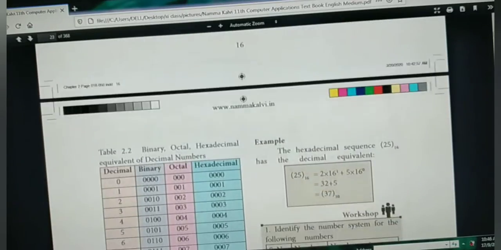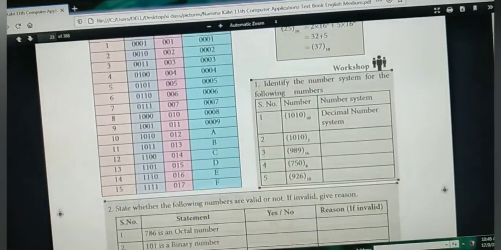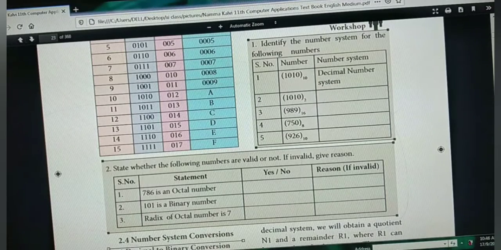Next you are going to have the conversion tabular column. And next, here you are having a workshop. You solve this one. You have to do it in your book, so later we can verify the answer. You have to solve it in your book using your pencil.